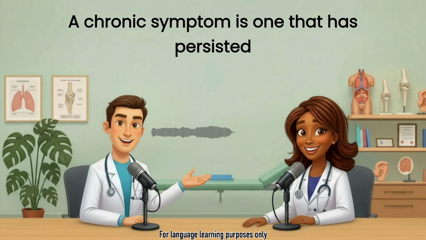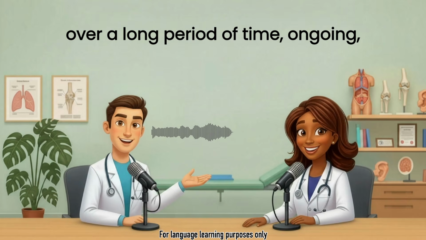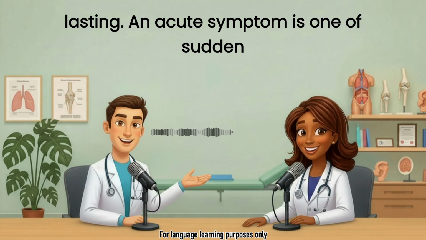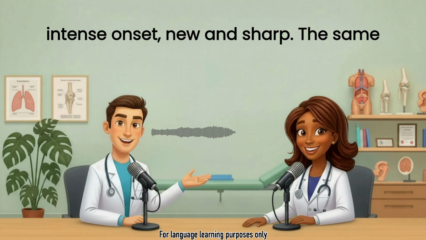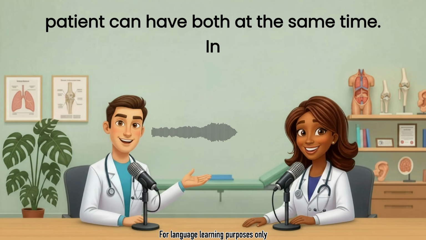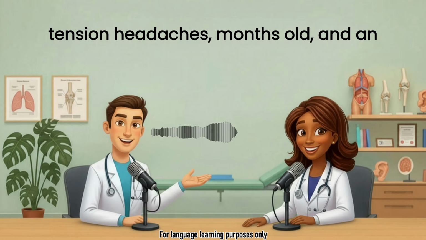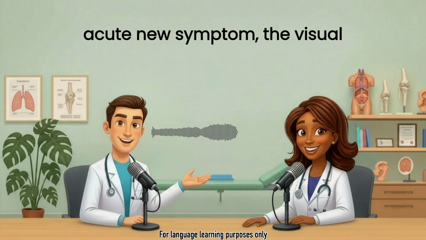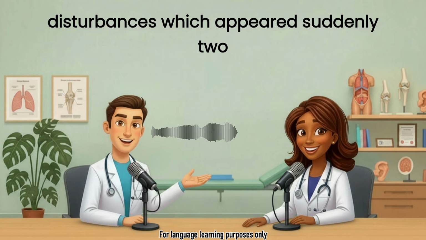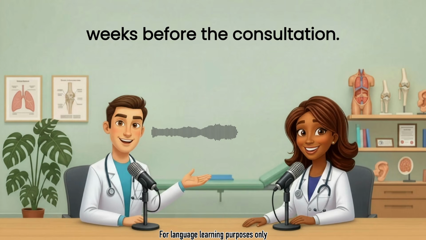A chronic symptom is one that has persisted over a long period of time, ongoing, lasting. An acute symptom is one of sudden, intense onset, new and sharp. The same patient can have both at the same time. In this episode, Mr. Davies had chronic tension headaches, months old, and an acute new symptom, the visual disturbances which appeared suddenly 2 weeks before the consultation.